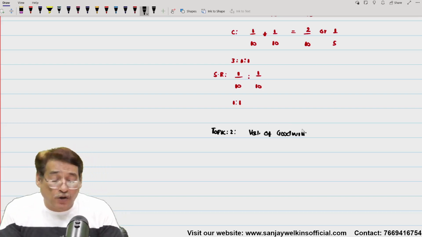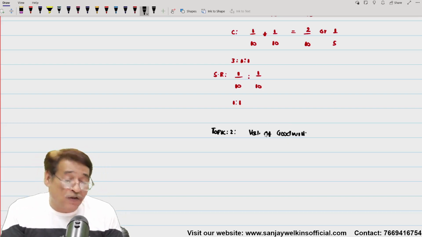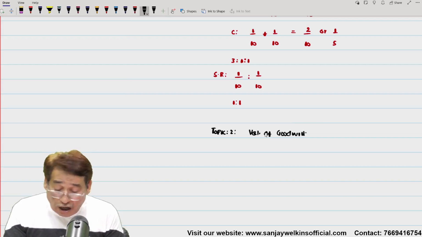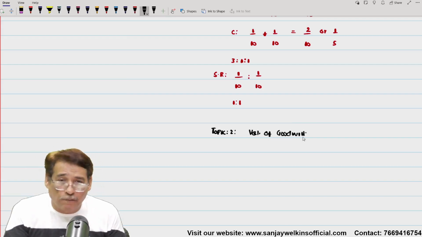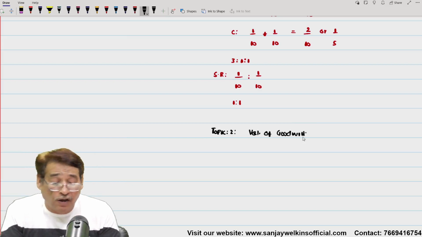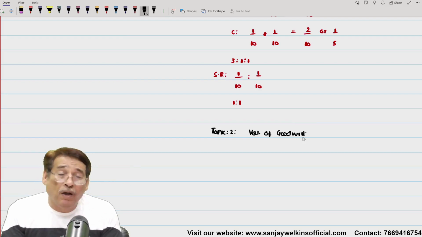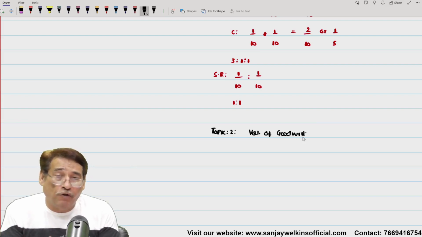First of all, you need to understand why there is need for valuation of goodwill and how we compute the goodwill. There are different methods for computing the goodwill. We'll talk about it later. But I would love you to know now why there is need for valuation of goodwill in case of admission of a partner.